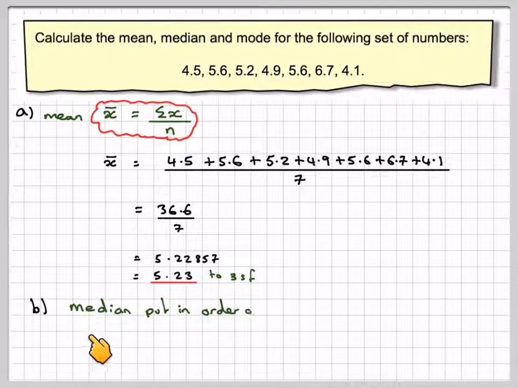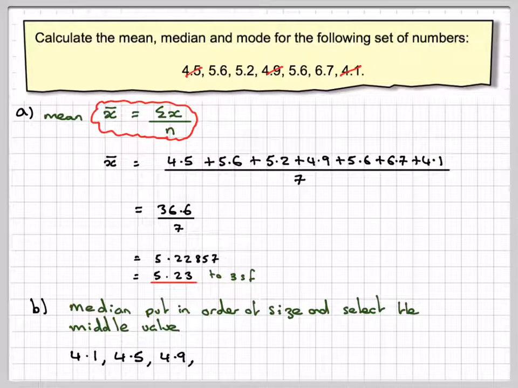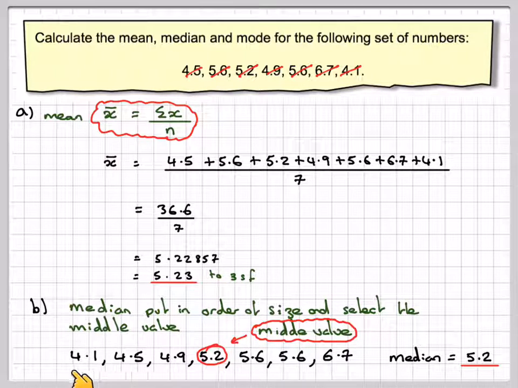B, the median. The median is when you put the values in order of size, ascending order, and select the middle value. So writing them in order of size, I'm ticking them off as I write each one down: 4.1, 4.5, 4.9, 5.2, 5.6, 5.6, 6.7. This one here is the middle value because there's 7 altogether. Look, there's 3 here and 3 here. So the median is actually 5.2. Now, if there were 8 items, you'd have to take the middle 2 and divide by 2.